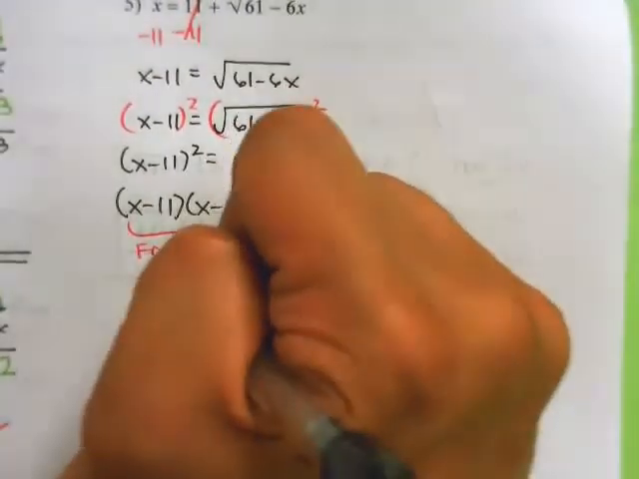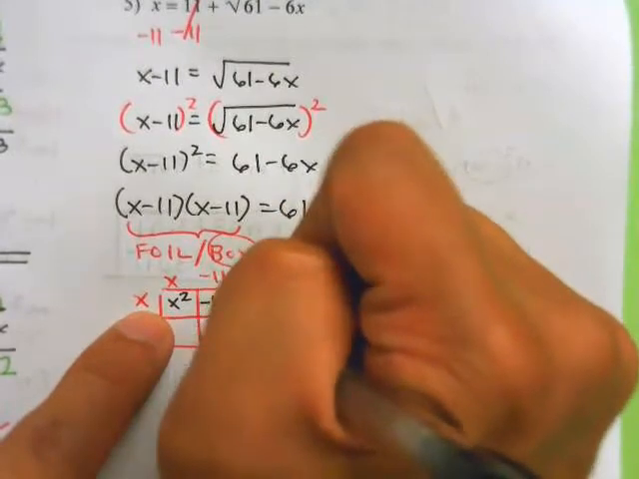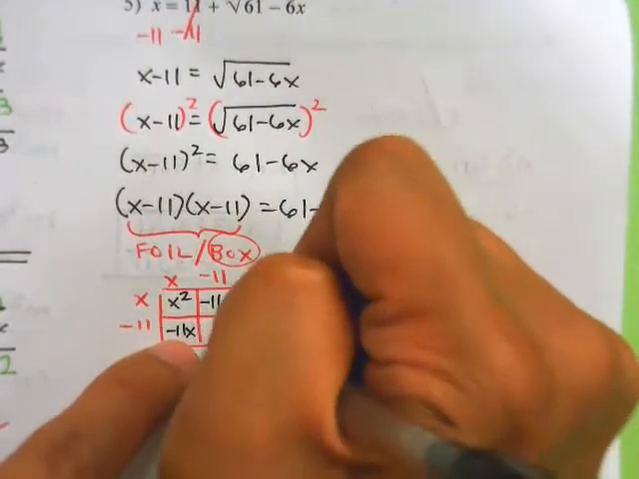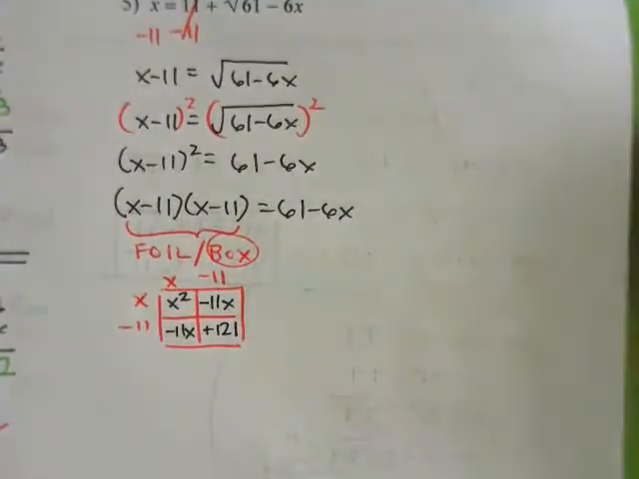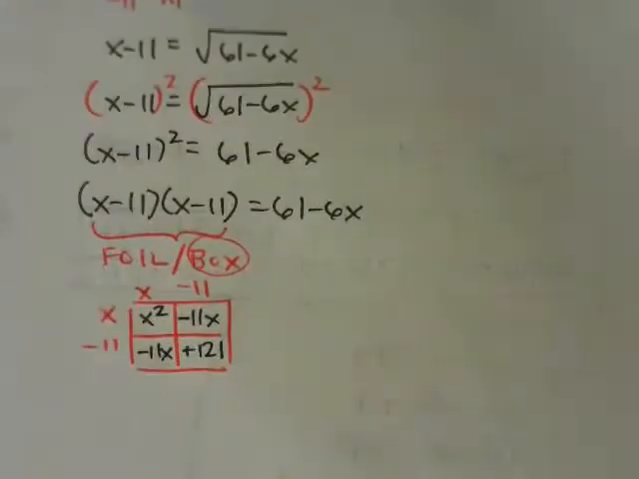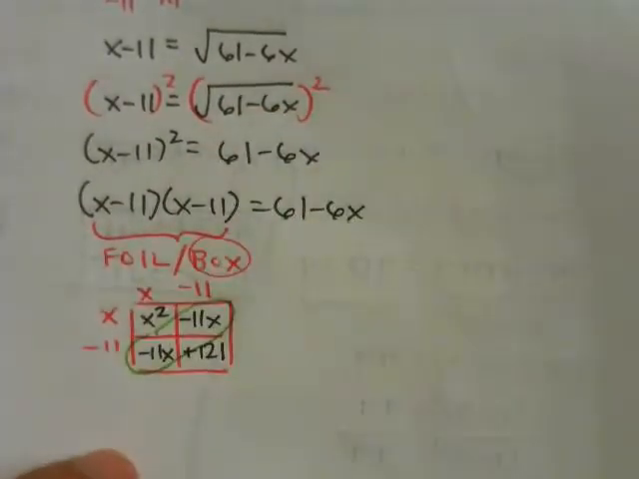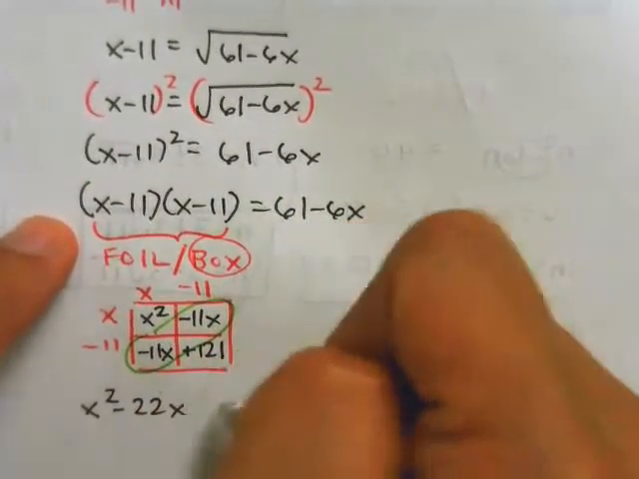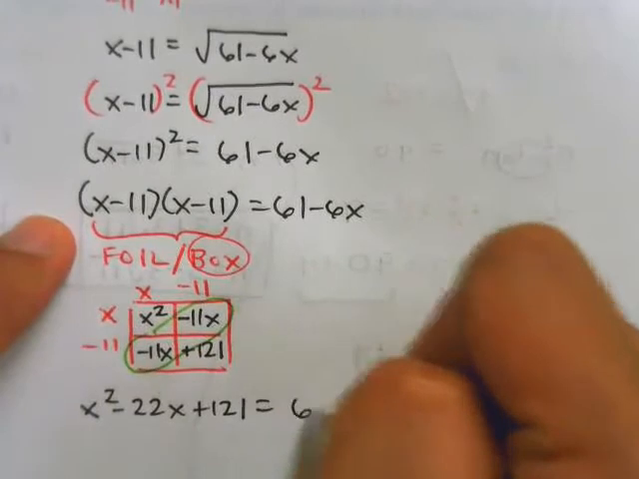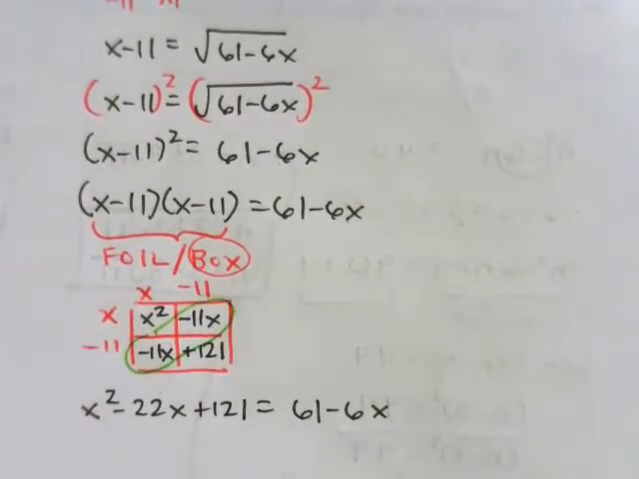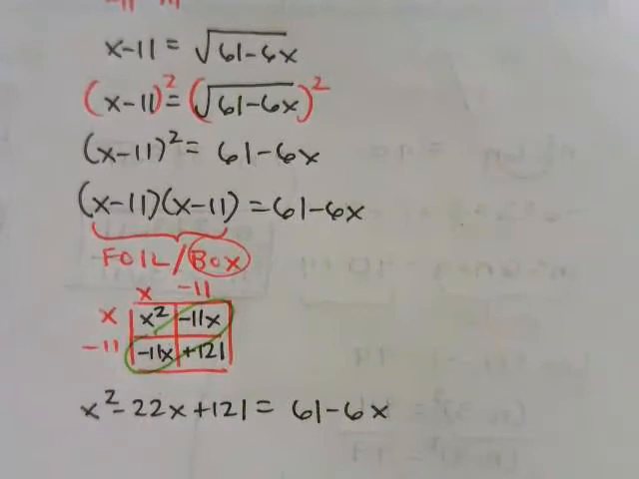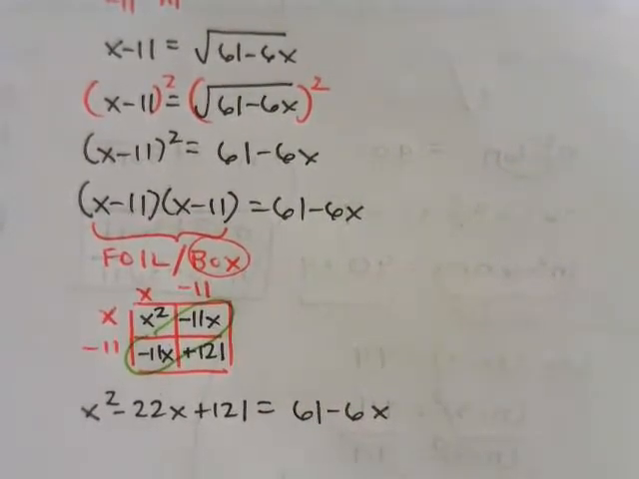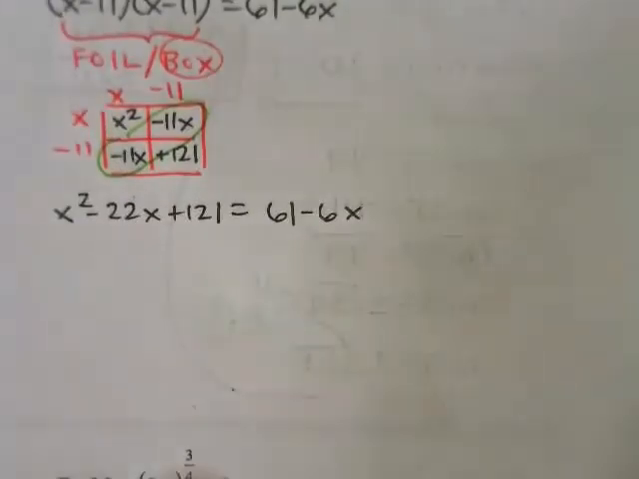Okay, x times x is x squared. X times negative 11 is negative 11x. X times negative 11 is negative 11x. Negative 11 times negative 11 is positive 121. Okay. And then you're going to add like terms. So your new left side is going to be x squared minus 22x plus 121. So that's another way you could multiply polynomials together. If you have two terms inside, you can do FOIL or box. It will come out the same.